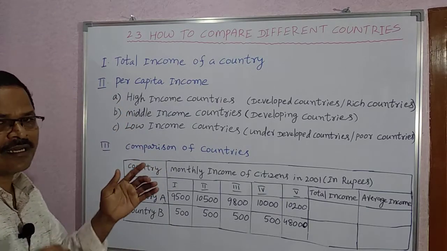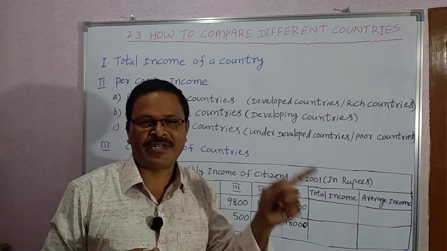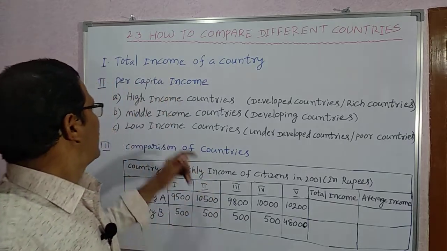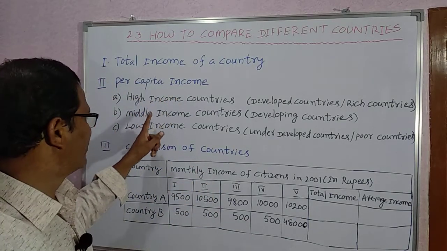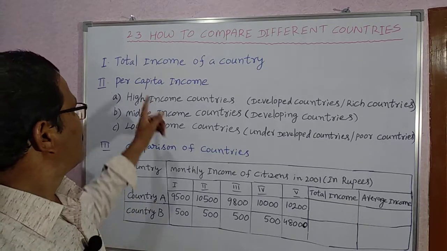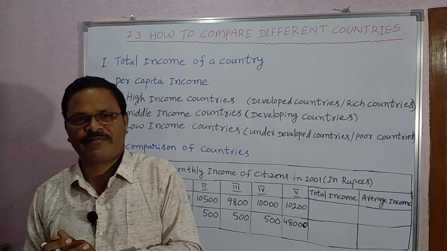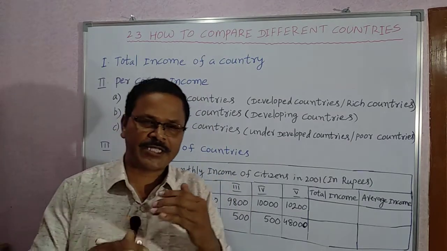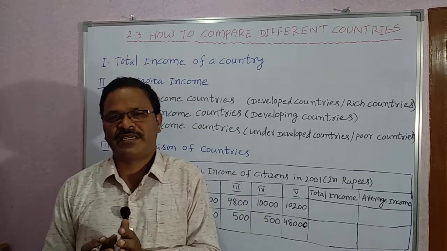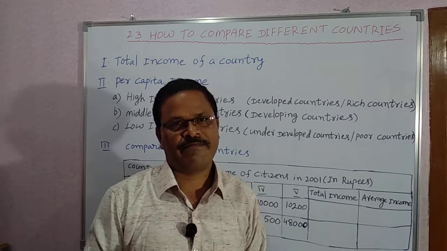There are three categories of countries according to the World Development Report, which was brought out by the World Bank: high income countries, middle income countries, low income countries. Per capita income is useful to compare countries, but it hides the disparities among the people. Disparities means inequalities.